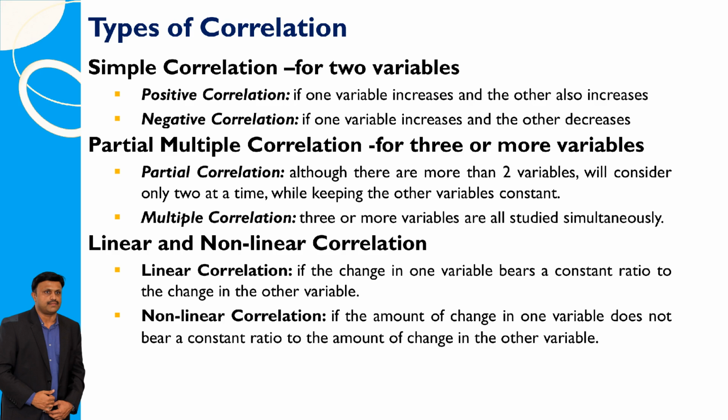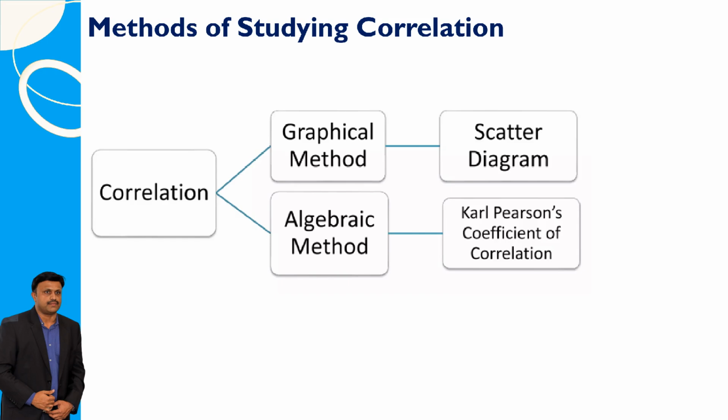In linear correlation, changes in one variable maintain a constant ratio to changes in the other, whereas non-linear correlation reflects a relationship where the ratio of change between variables varies. There are two main methods for studying correlation: the graphical method, which uses scatter diagrams to visually represent the relationship between variables, and the algebraic method, which involves calculating Karl Pearson's coefficient of correlation to quantify the strength and direction of the linear relationship between variables.